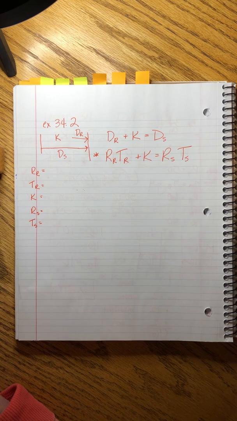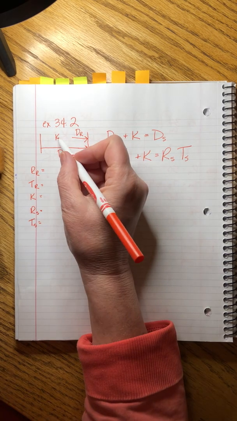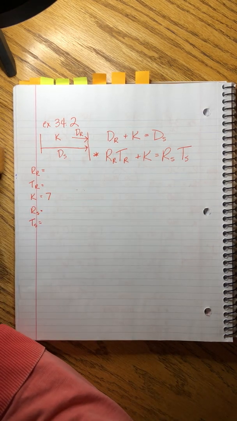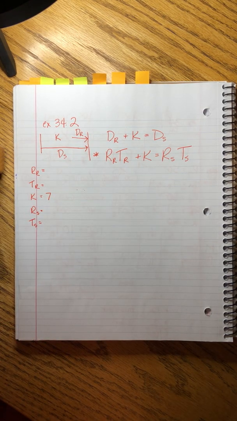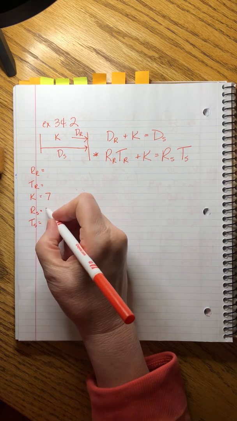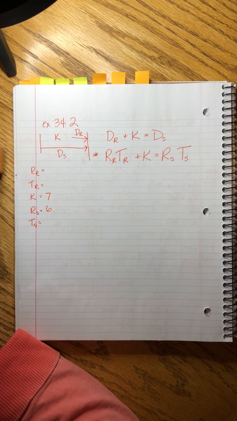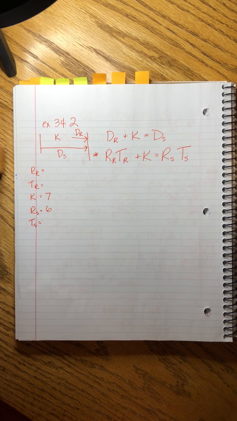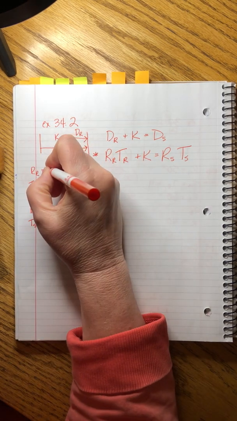Let me read you now. When the sheriff began his pursuit, Robin Hood was already 7 miles out of town, so K equals 7. The sheriff traveled at 6 miles per hour, rate of the sheriff, while Robin Hood's rate was 2.5 miles per hour.